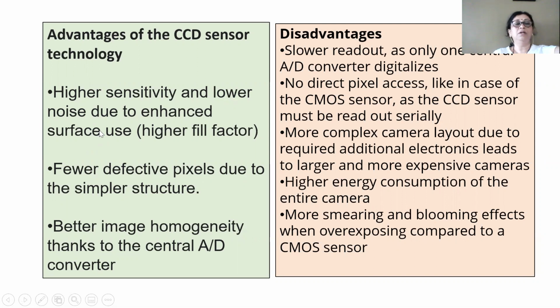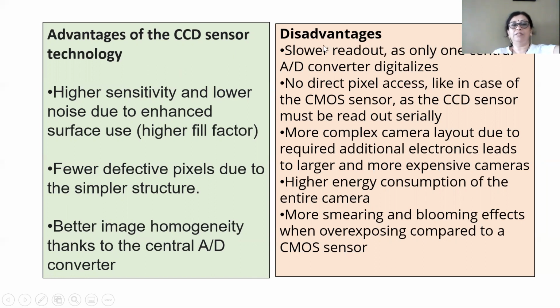So this is the advantage of CCD sensor. Defective pixels are also less in CCD device. Its structure is simple, and we get better homogeneity. Image homogeneity: image must be homogeneous, and that is provided in CCD sensor. So higher sensitivity, less defects, simple structure, and better homogeneity. These are the advantages of CCD sensor.